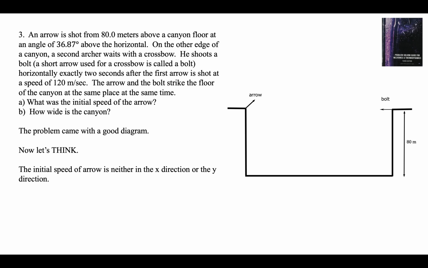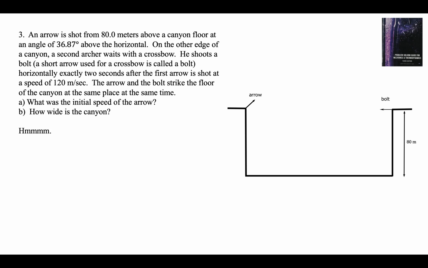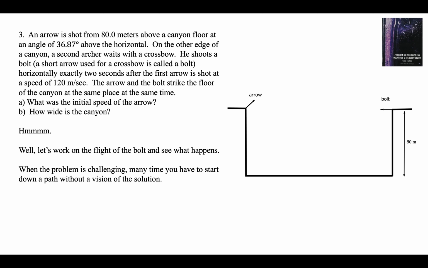The initial speed of the arrow was neither in the x nor the y direction, but we don't have the initial speed. Well, let's work with the bolt, I guess, and see what happens. It's a hard problem, so just start doing stuff and maybe the light will come on. You don't have to see all the way to the end before you start. Just start doing something after you understand the problem.